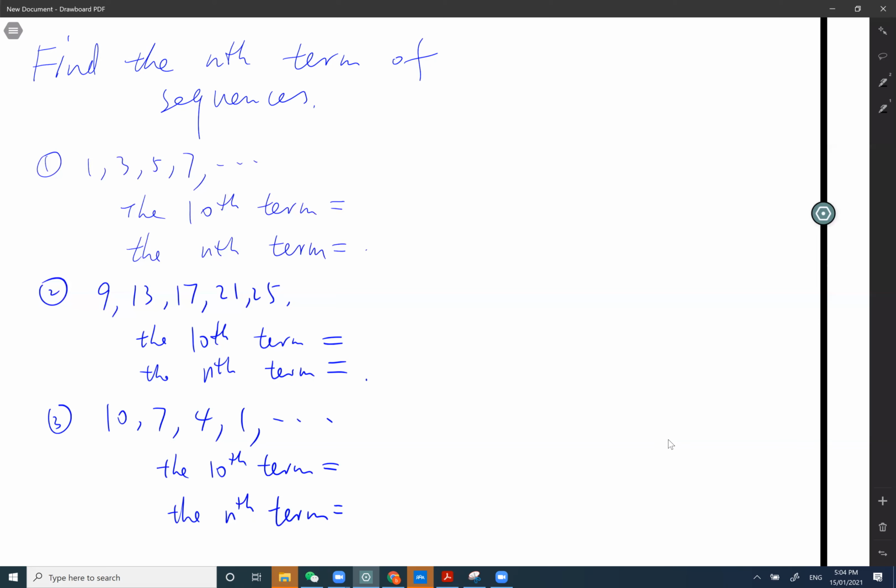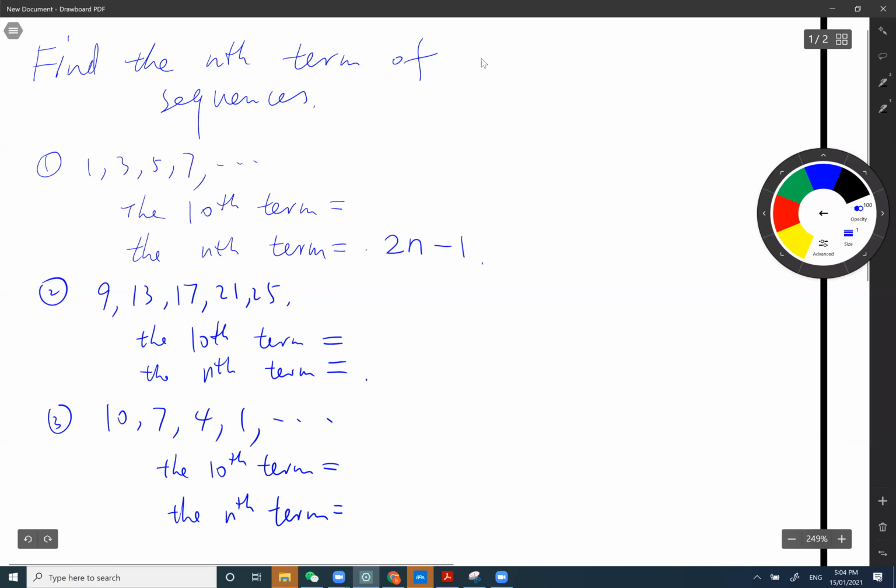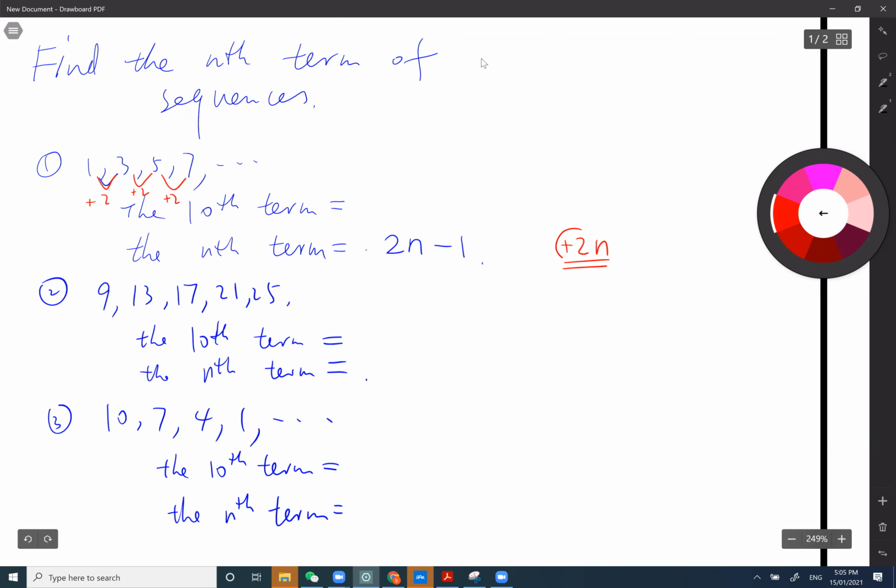What's the rule? 2n. Oh, Selena said 2n minus 1. How you got this formula, Selena? You find the middle times and then. Okay, we check the difference. The difference, just 2. Just positive 2. In this case, we have positive 2n. Check out this positive 2 from here.